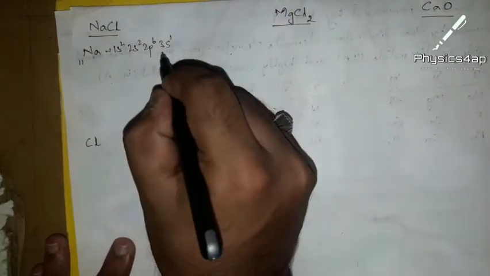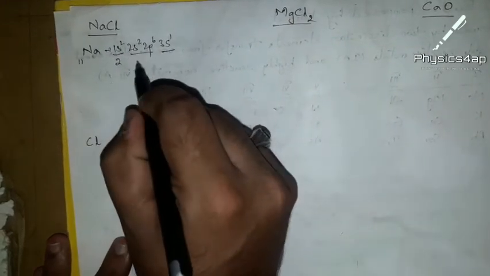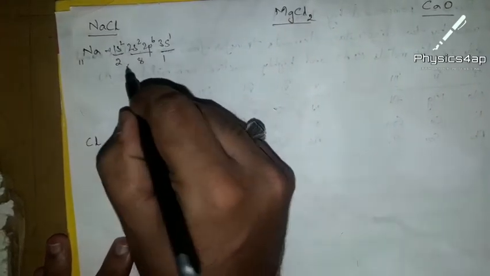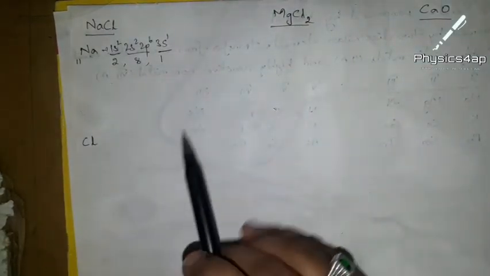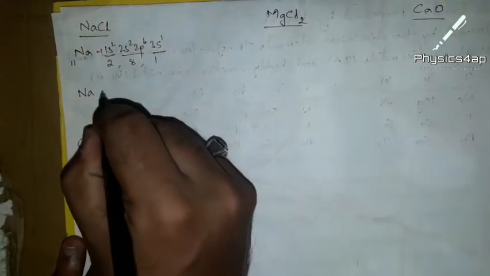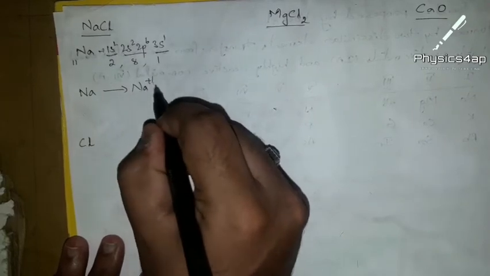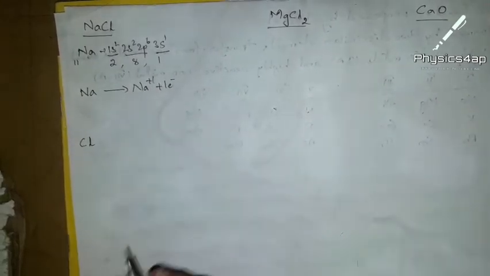So here we have 2, 8, 1. Now to get the octet configuration, we have to remove one electron. So let us remove one electron. When we remove an electron, Na gives rise to Na plus, as 1 electron has been removed.